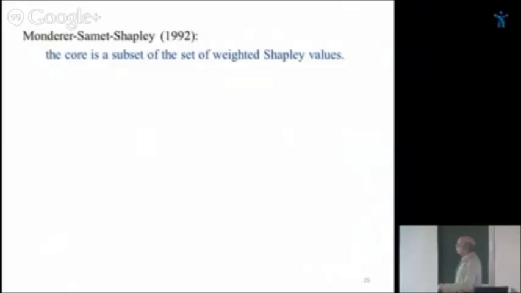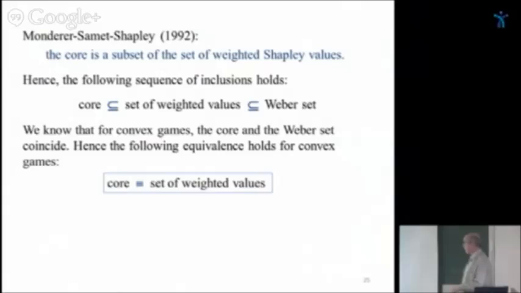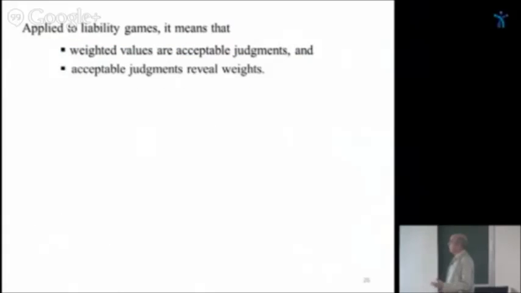Okay. We know from Monderer, Samet, Shapley that the core is a subset of the set of weighted Shapley values. And the Weber set, which is the convex hull of the marginal contribution vectors, is a superset of the set of weighted Shapley values. For convex games, therefore, the core and the set of weighted values are identical. So that means that weighted values are core allocations and that weights can be associated to core allocations. Applied to liability games, it means that weighted values are acceptable judgments. And vice versa, that acceptable judgments reveal weights.